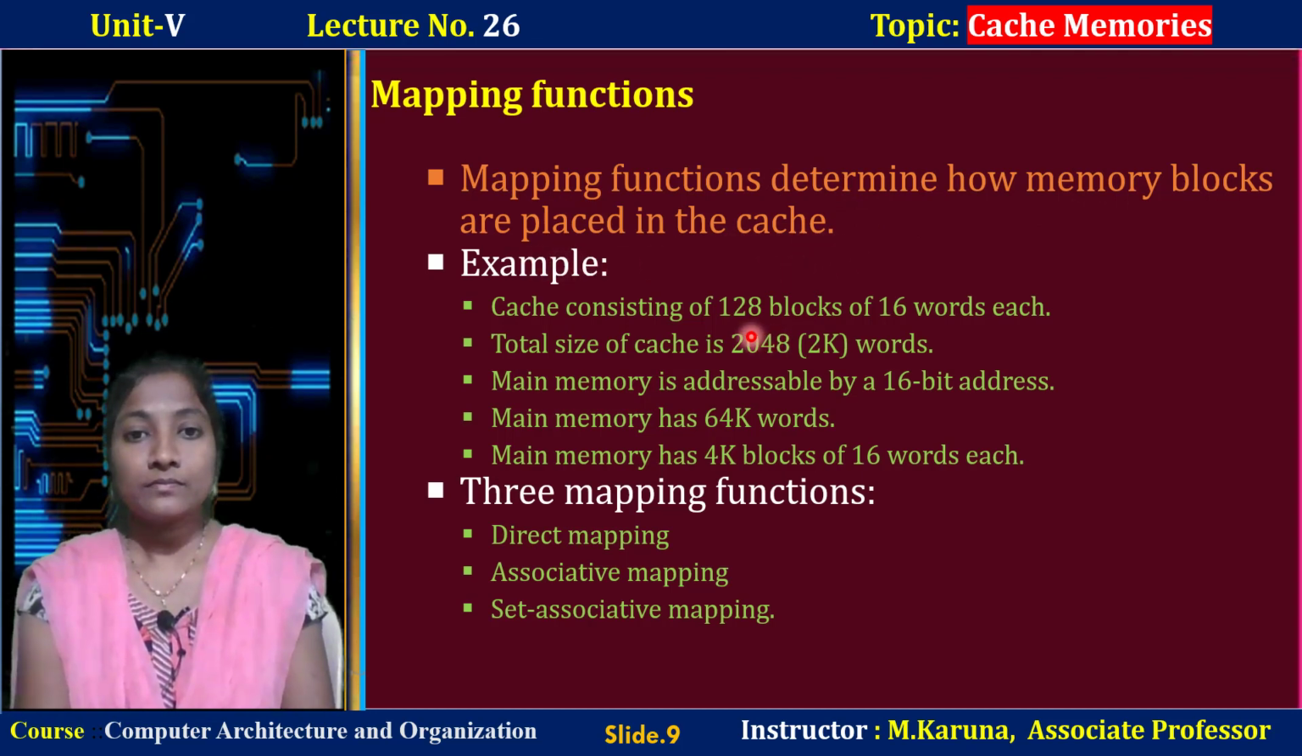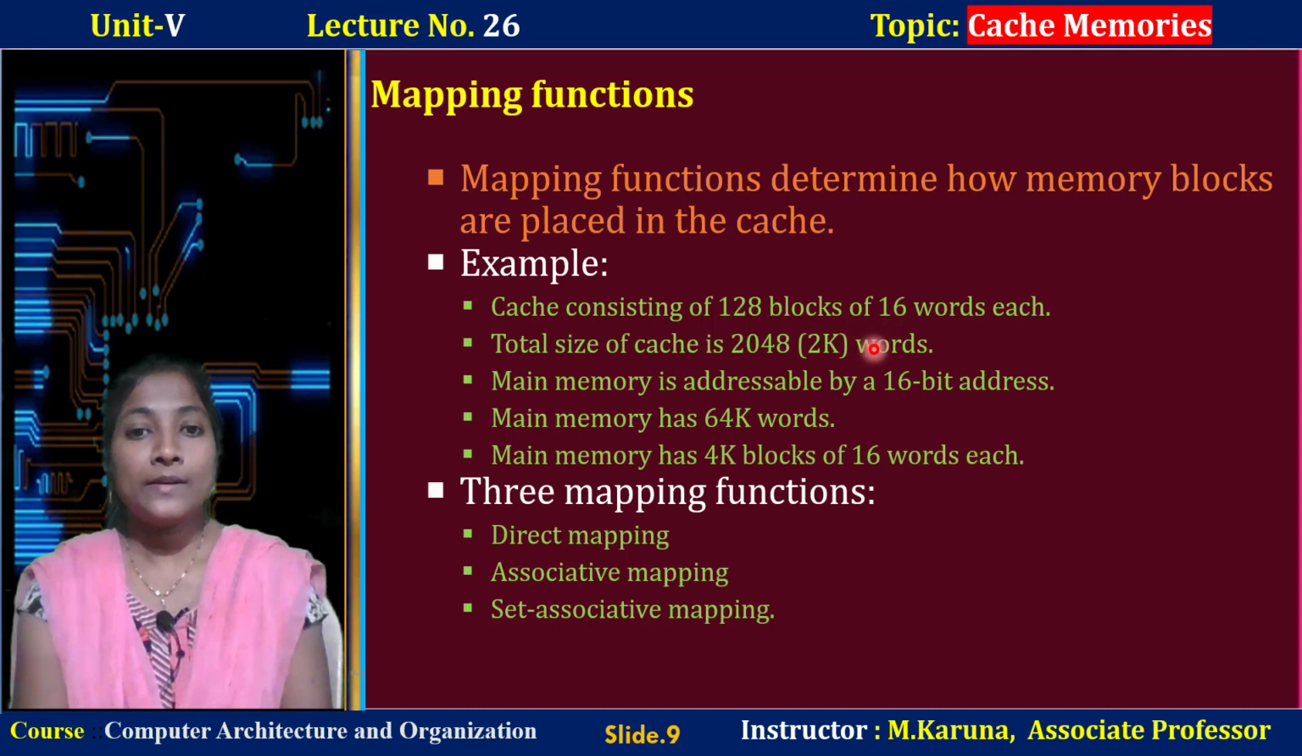Let us take one example. A cache consisting of 128 blocks, and each block consists of 16 memory locations. That means each memory location stores one word. So the total size of the cache is 2048 locations, meaning it can store 2048 words, because 128 times 16 gives 2048. We can say 2K memory.